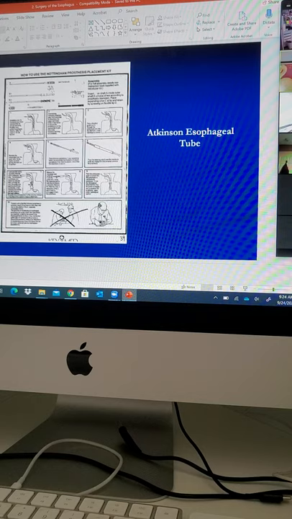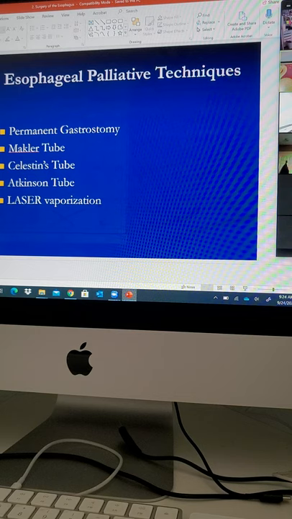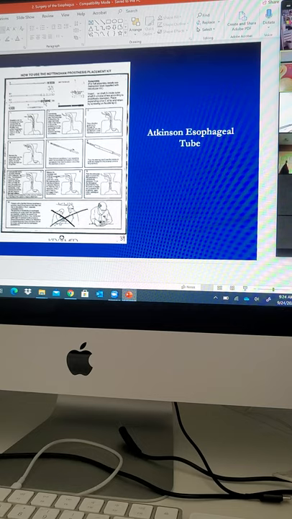You're gonna pass it all the way in. You're gonna remove the Levine tube. You have a scope there. You're gonna put this tube over, and you have the prosthesis here. Okay, so this is the tube, and as we call it, anything that goes in the body is a prosthesis, the implant. Okay, and they're just gonna go again with the scope and check the positioning. So this is another way for the palliative treatment. As you see here on this slide, I mentioned Mackler, Celestin, and the Atkinson tube, and Atkinson is the prosthesis placement.